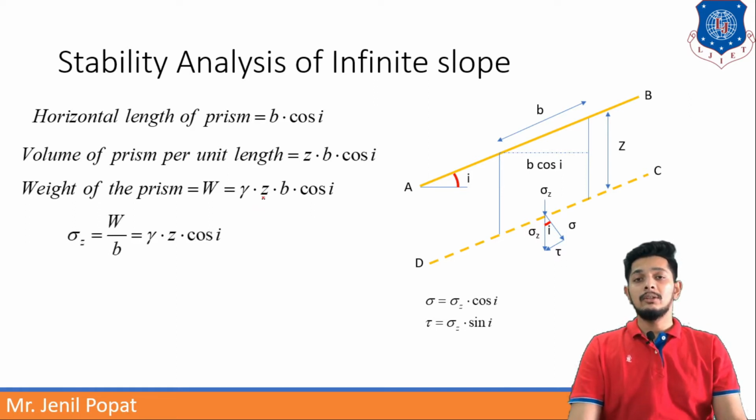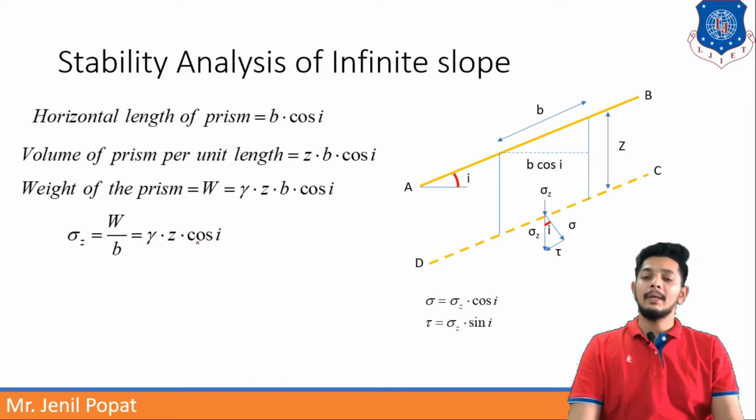Now you need to understand gamma Z. Here, let us see this triangle. Gamma Z is the stress at depth Z. Now sigma Z is acting in the vertical gravitational direction. If I see an angle i here, the same inclination angle i, then it will be in two components. First component is sigma, and the second one is tau. So sigma can be written as sigma Z cos i and tau can be written as sigma Z sin i.